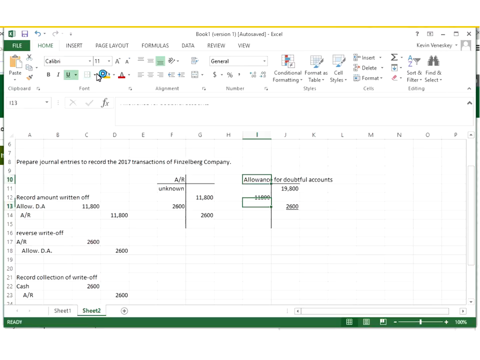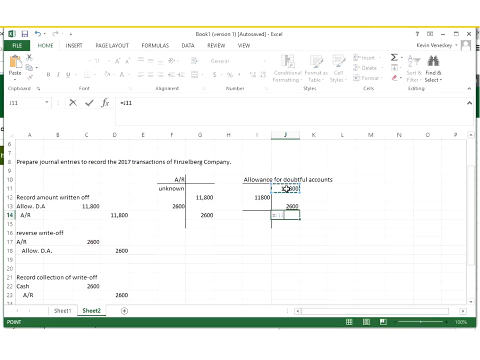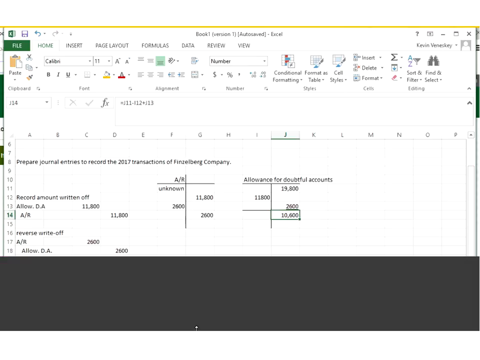Make that a whole line. We have to have a running total for my allowance for doubtful accounts. So that's what I'm going to do here. We'll take my beginning amount, subtract out the amount that I had written off to specific clients, add back in that one client. So I have a running balance right now, before I add any new stuff, of $10,600.